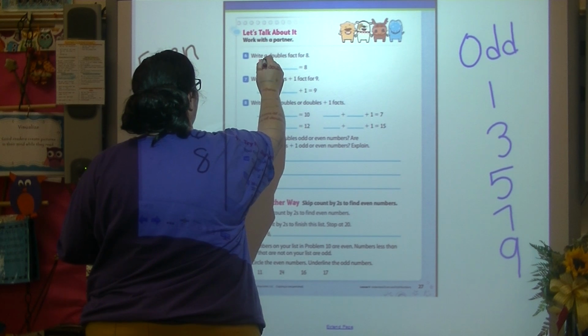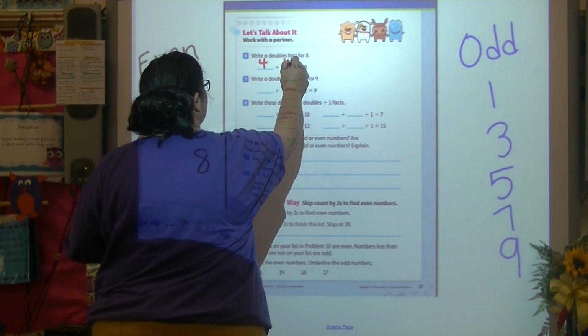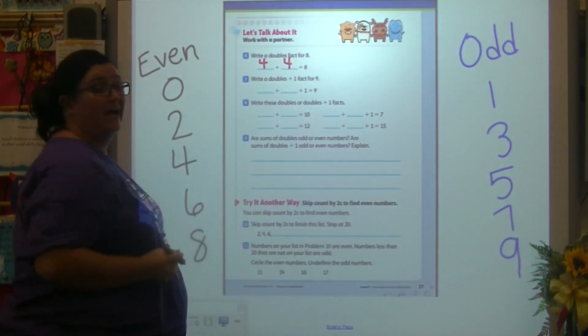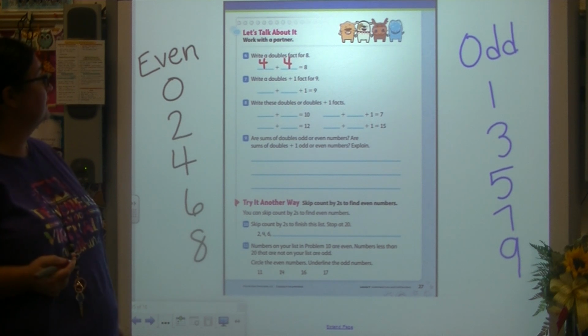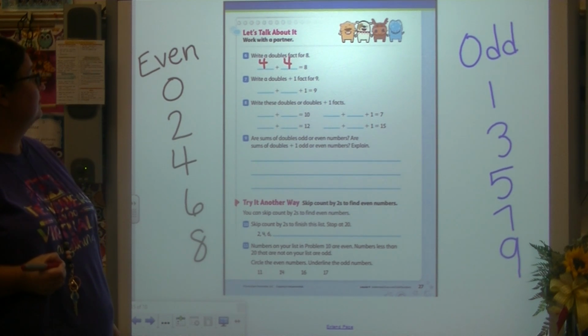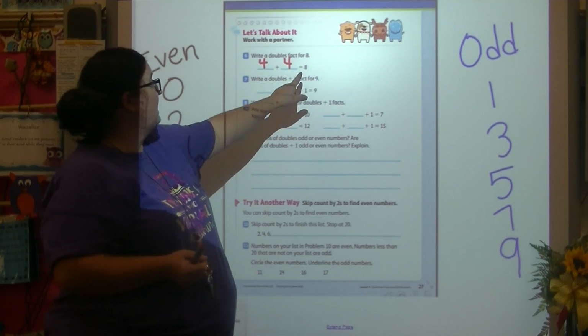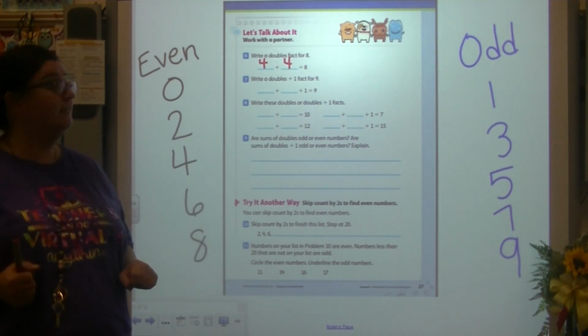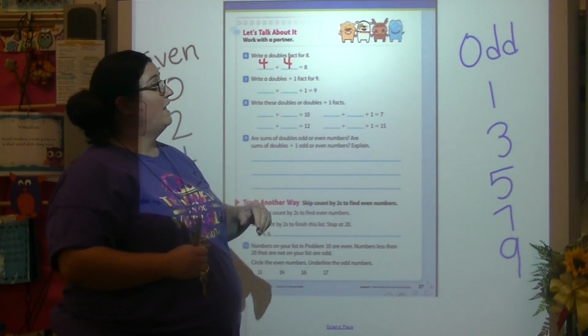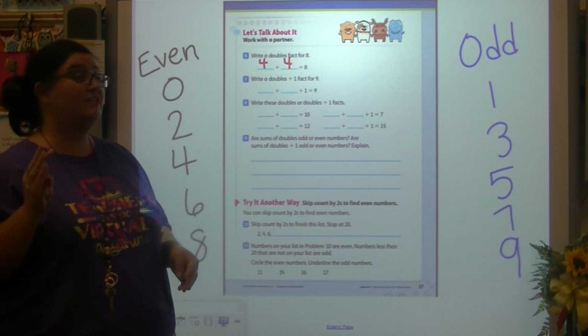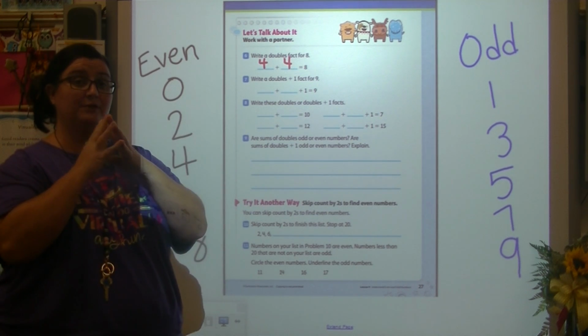So 4 plus 4 equals 8. Eight is even, and you get 8 from having two equal groups put together.